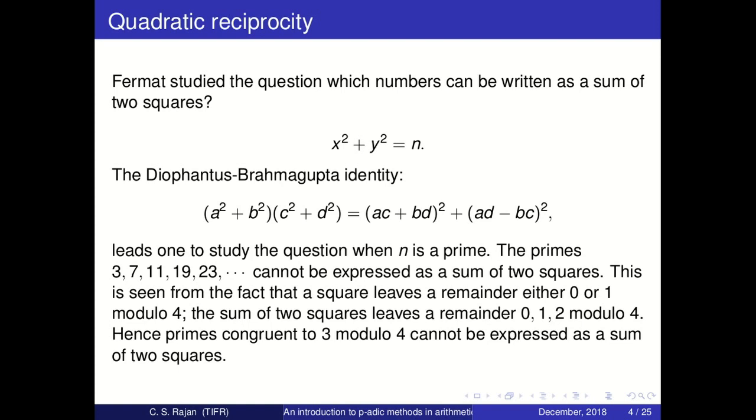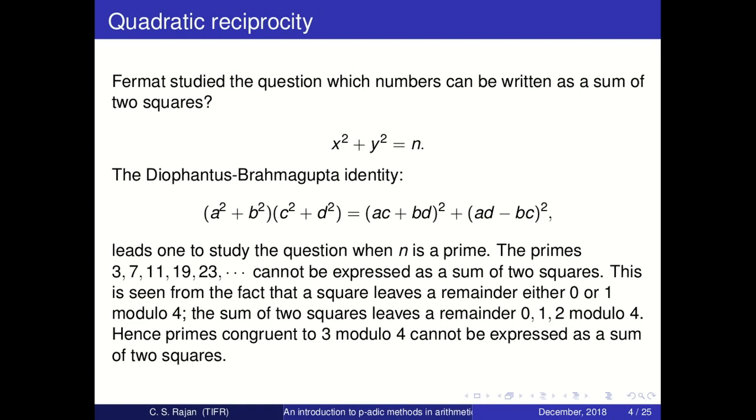Now, if you know that two numbers are each a sum of two squares, then the product is also a sum of two squares. Then you think of it in reverse and say, first let me solve it when n is a prime. Which prime numbers can be written as a sum of two squares? This was what Prof studied, and he hit a jackpot in this.